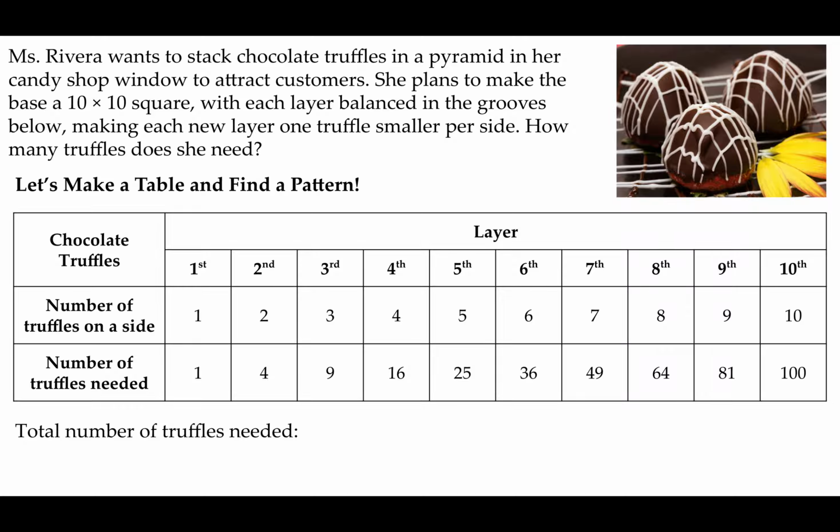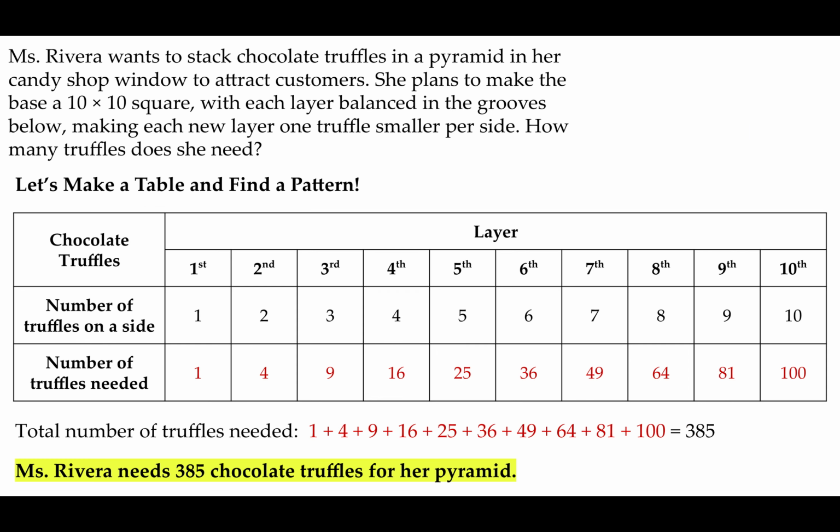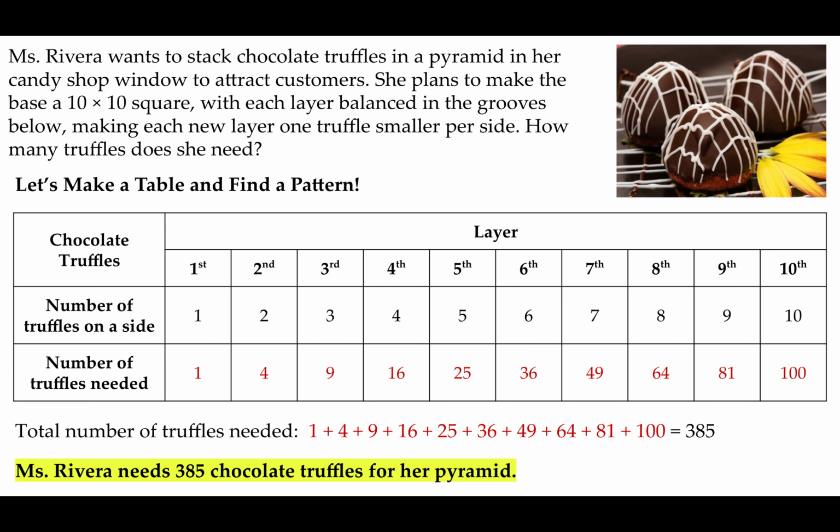So in order to find the total number of truffles needed, we need to add all of these in the bottom row together, and we get a total of 385 truffles that Ms. Rivera would need for her pyramid. That's a lot of truffles.